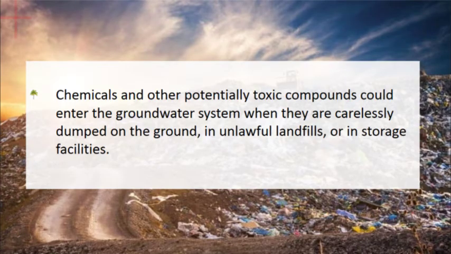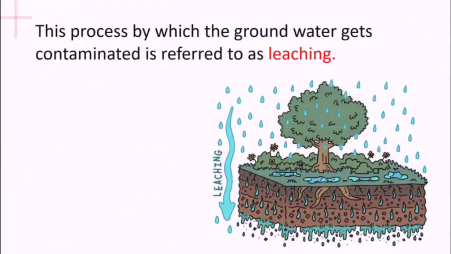Chemicals and other potentially toxic compounds could enter the groundwater system when they are carelessly dumped on the ground in unlawful landfills or in storage facilities. This process by which the groundwater gets contaminated is referred to as leaching. It can occur on farms, industrial sites and landfills and have an impact on the health of humans and animals as well as plants.